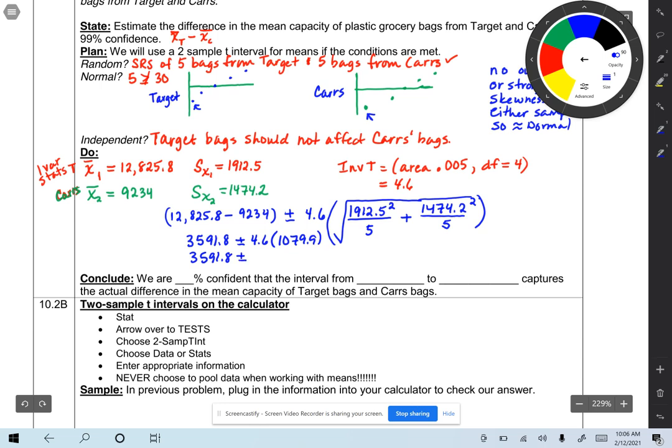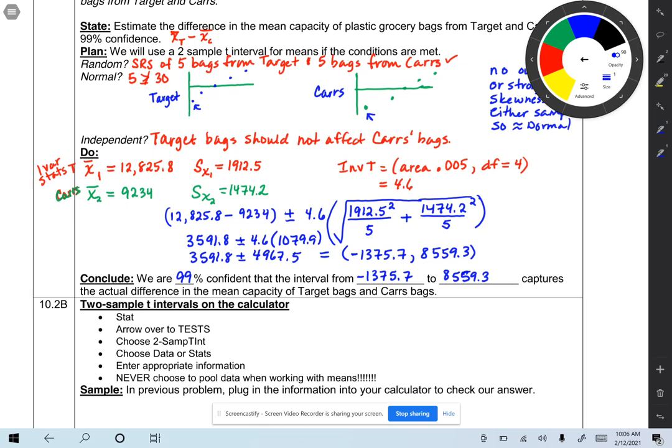And that then gives me 3591.8 plus or minus 4967.5, yielding me an interval lower bound negative 1375.7 and upper bound 8559.3. So we are 99% confident that the interval from negative 1375.7 to 8559.3 captures the actual difference in the mean capacity of Target bags and Cars bags.